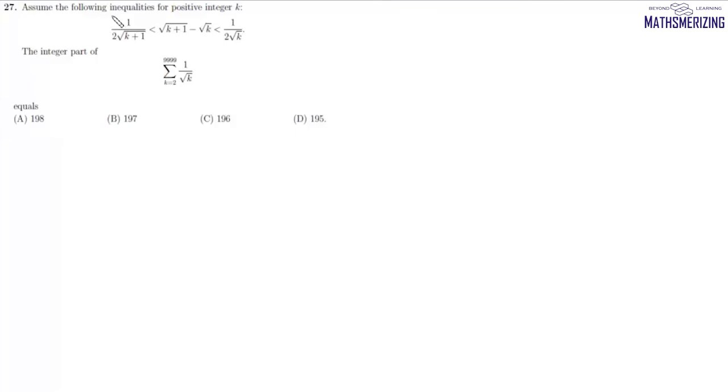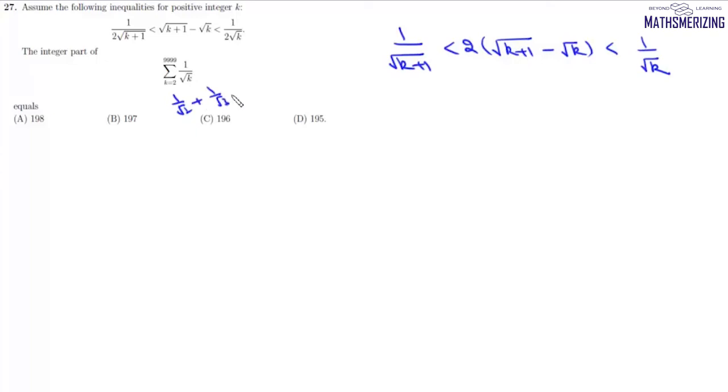Question number 27 is, assume the following inequalities for positive integer k, and the inequality is, we'll multiply everything with 2. We'll write 1 upon under root of k plus 1 will be less than 2 times under root of k plus 1 minus under root k, and it will be less than 1 upon under root k. We have to find the integral part of this summation: 1 upon root 2 plus 1 upon root 3 up to 1 upon under root 9999, and let this sum be S.